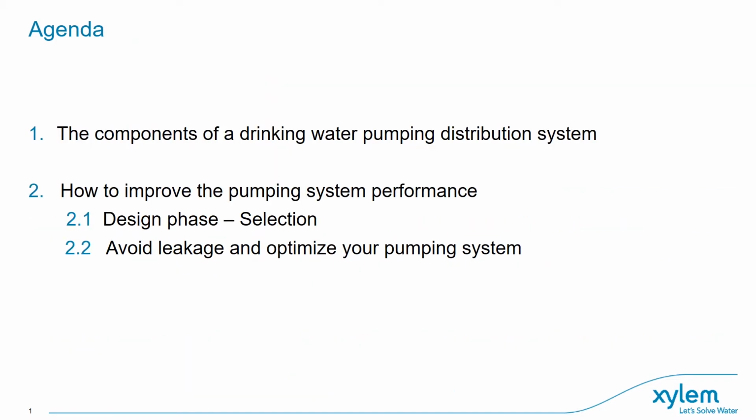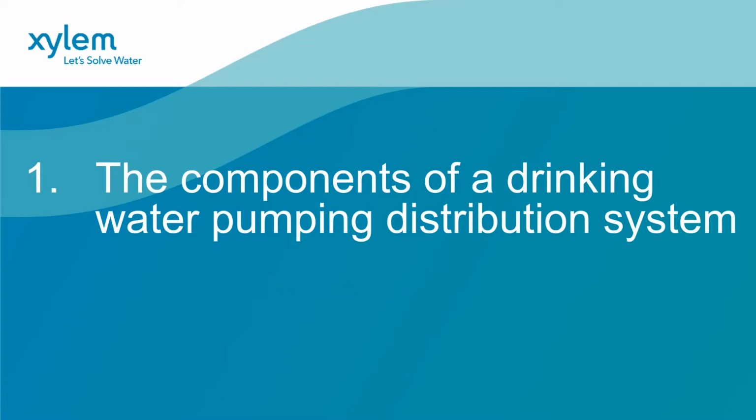We are going to start talking about the components of a drinking water pump distribution system. The second part will be dedicated on the ways in which you might improve the pump system performance, starting with the design phase and, of course, the fundamental importance of a correct selection of the pump itself. And then a second part related to the avoidance of the leakages and optimization of the pumping systems.